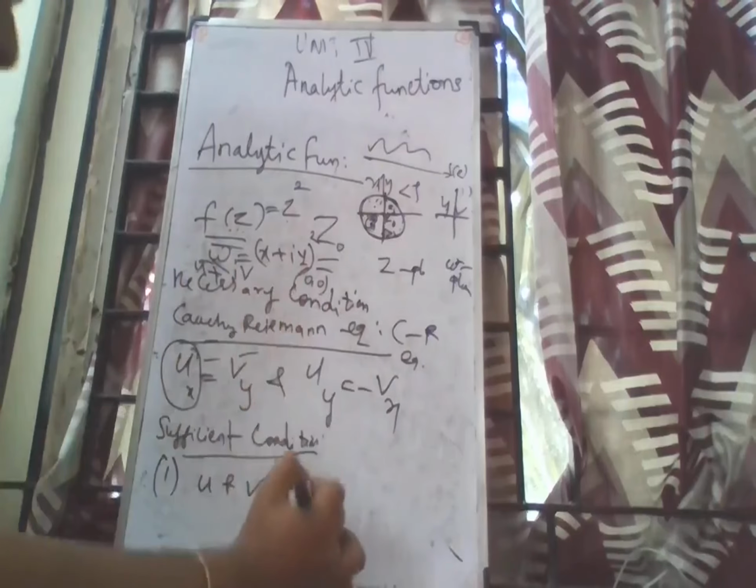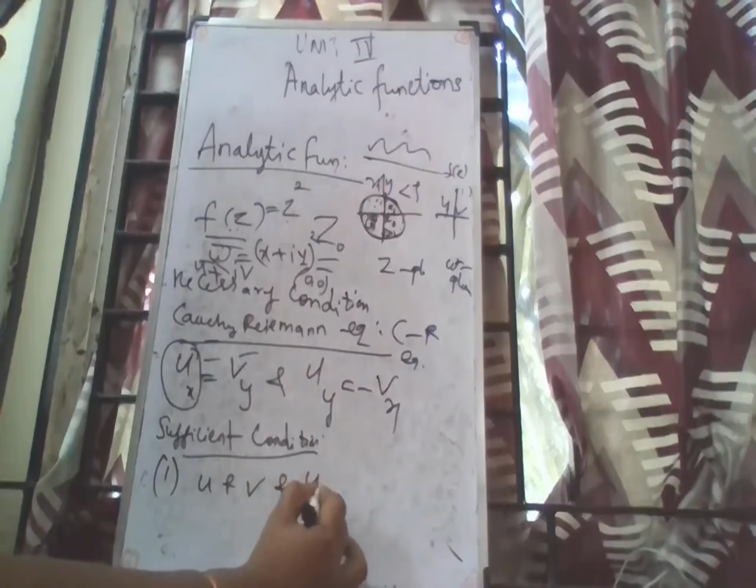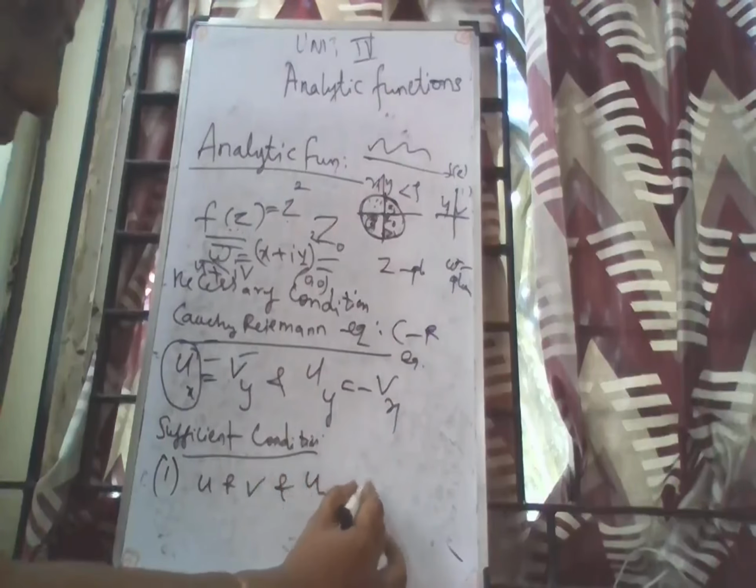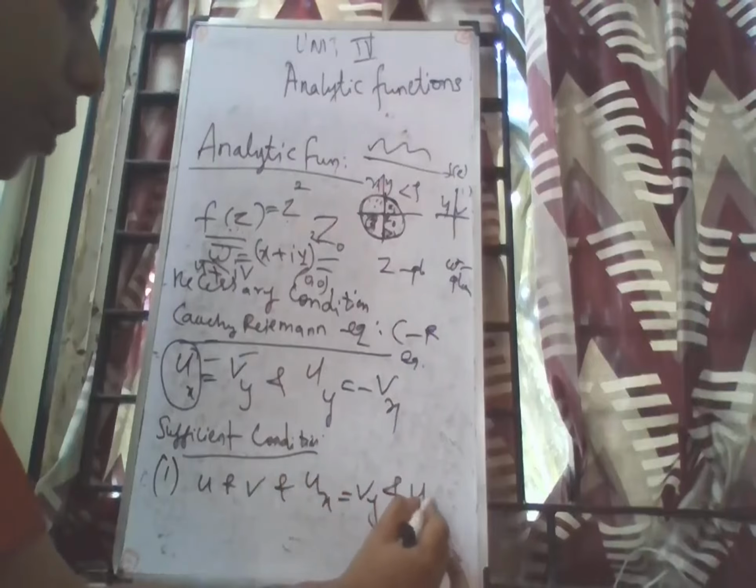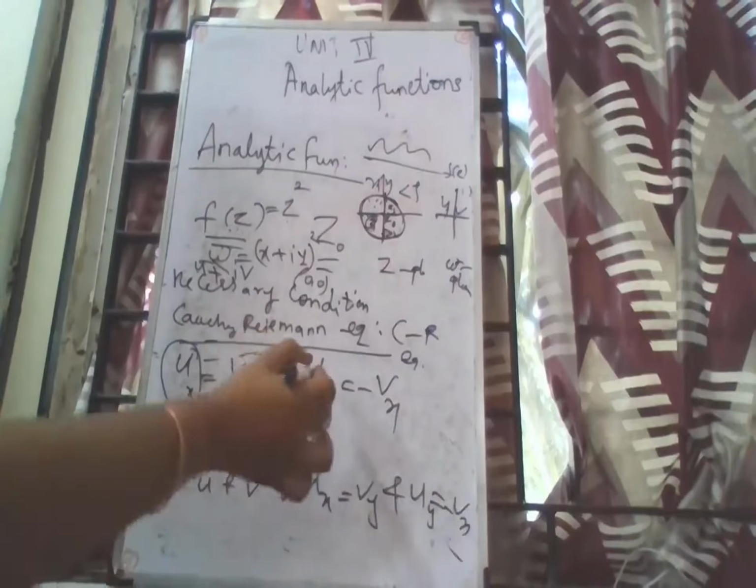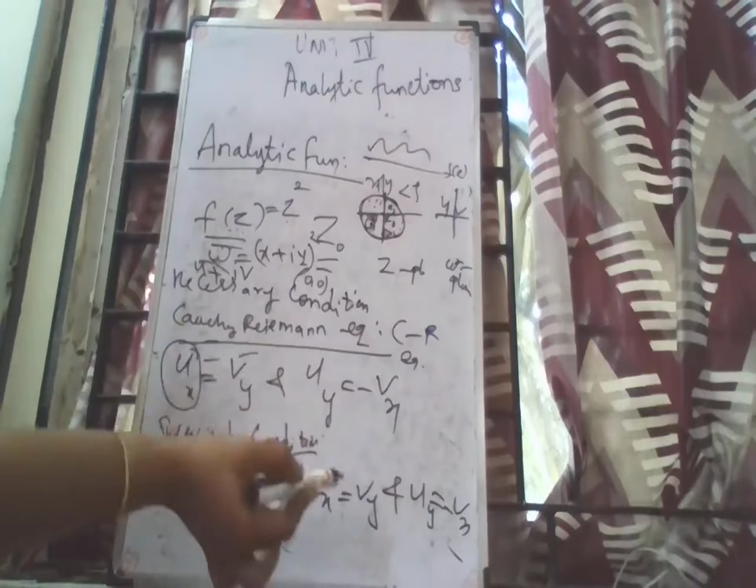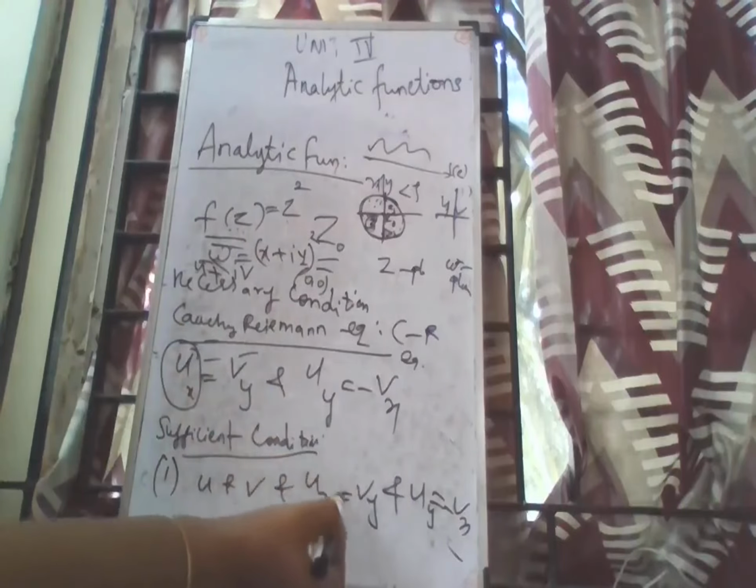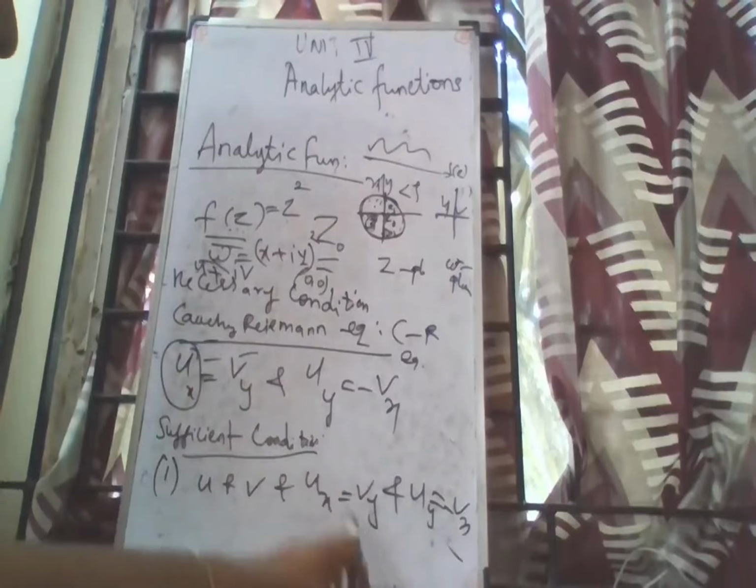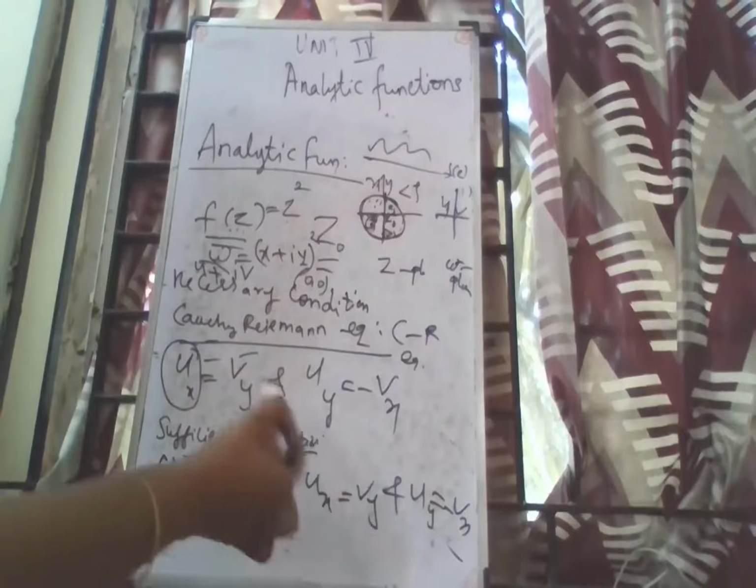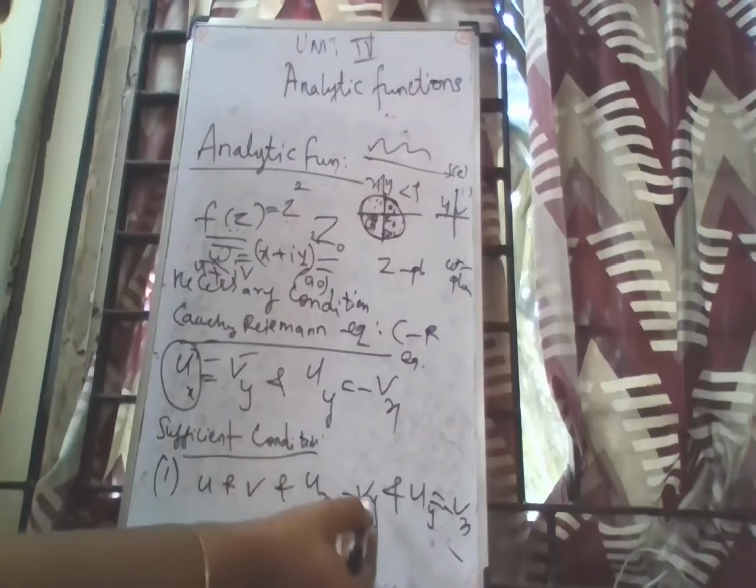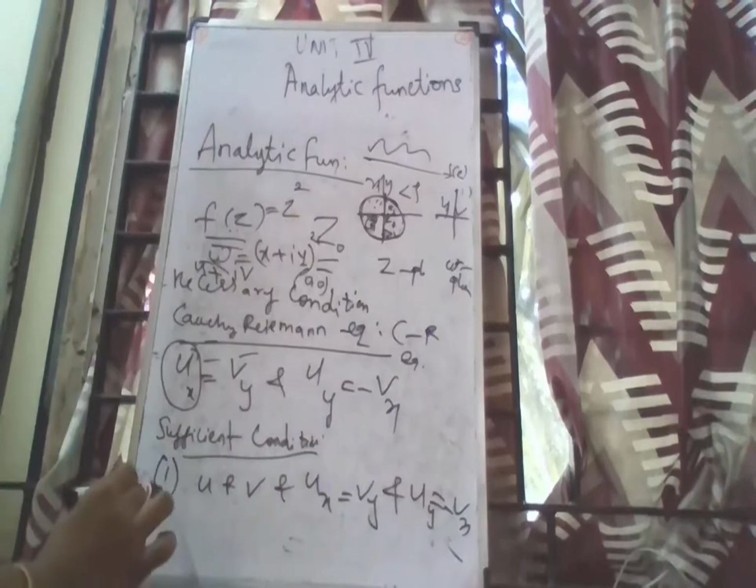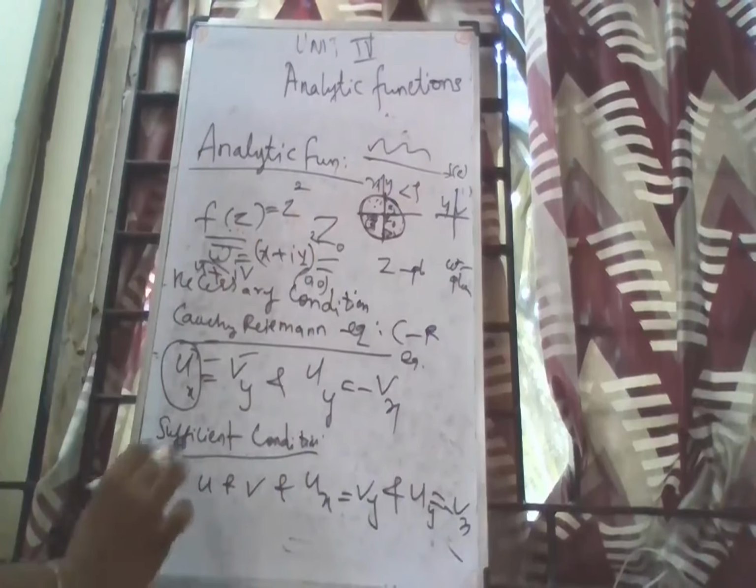And one more condition is here, like Ux equal to Vy and Uy equal to minus Vx. Same condition, I mean the necessary condition. The same thing, the sufficient condition should also satisfy. Here also the same thing exists, provided u and v are differentiable and it should satisfy this condition. This is point number 1 for sufficient.